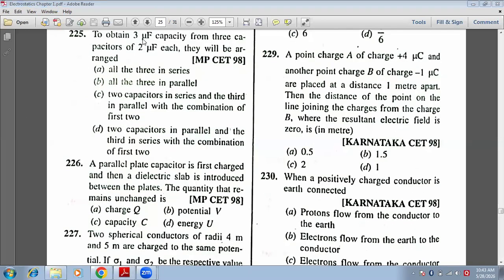To obtain 3 microfarad capacity from 3 capacitors of 2 microfarad each, they will be arranged: option A all the 3 in series, option B all the 3 in parallel, option C 2 capacitors in series and the third in parallel with the combination of first two, option D 2 capacitors in parallel and the third in series with the combination of first two. Correct answer, option C, 2 capacitors in series and the third in parallel with the combination of first two.